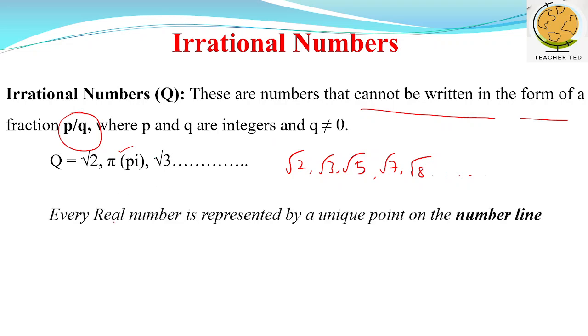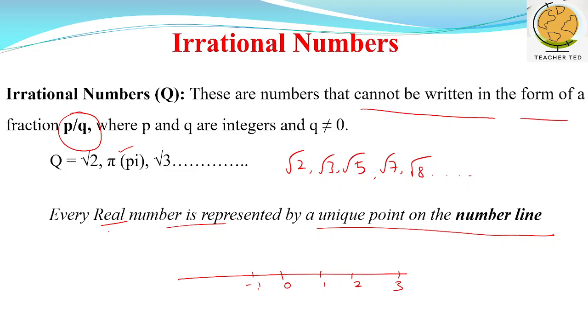Make a note of this point. Every real number can be represented by a unique point on a number line. You already know what a number line is. A number line is an x-coordinate line where we can mark the numbers and represent all the rational and irrational numbers. So all the real numbers can be represented as a unique point on a number line.